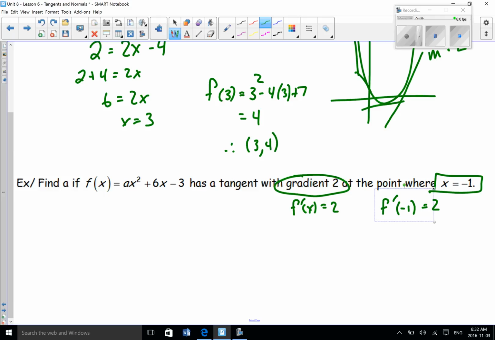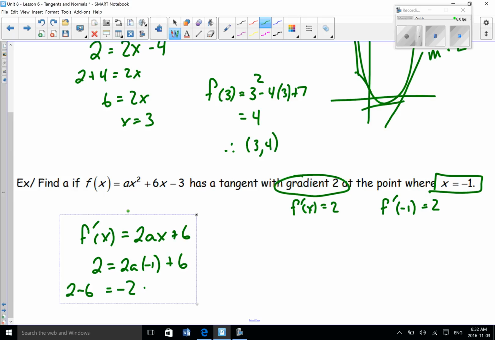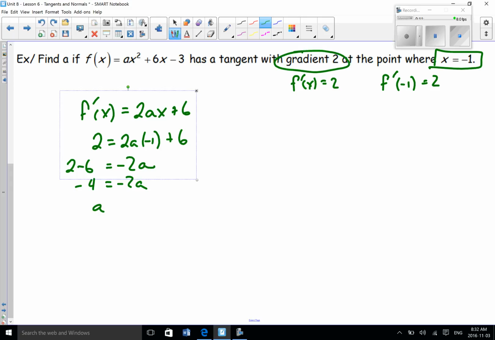So can we try and use that idea? Well, let's see. If I take my derivative, a is just a constant, right? So 2ax plus 6. And they're telling me that this comes out to 2 when x is negative 1. Well, let's fill that in. I've only got one variable to solve, right? 2 times a times negative 1 gives me negative 2a. I get negative 4 is negative 2a, so a must be 2. And I've solved it, by recognizing they're telling me a derivative, and they're telling me when that derivative happens.